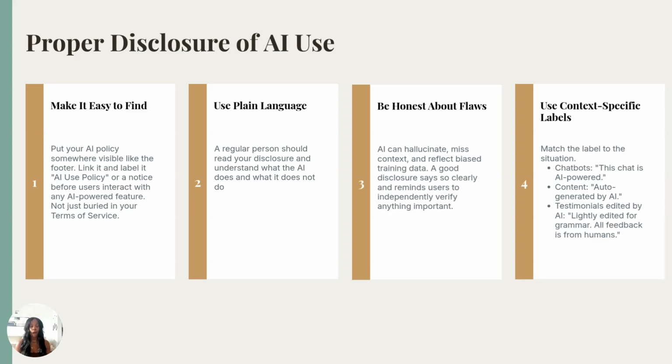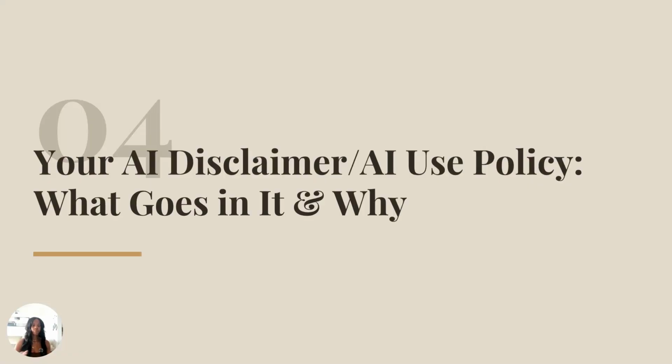For chatbots, say this chat is AI-powered. For content, you can say something like auto-generated by AI. For testimonials that you edit with AI, you can say lightly edited for grammar. All feedback is from humans.